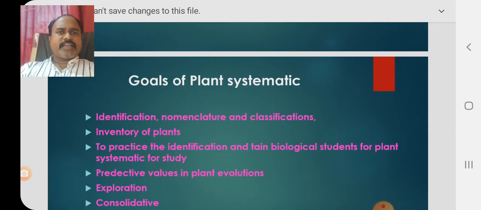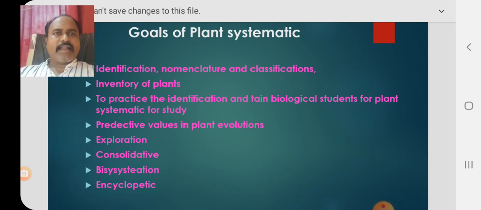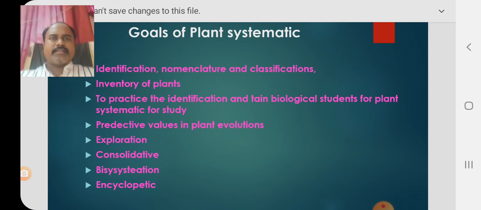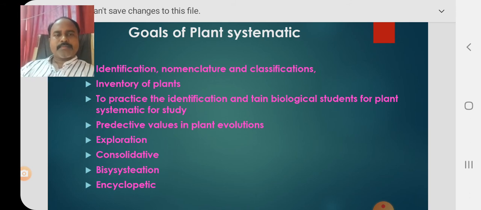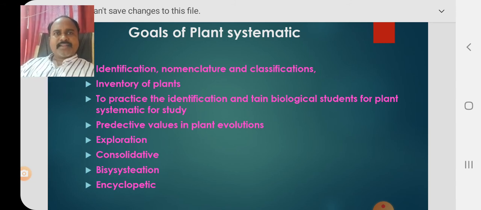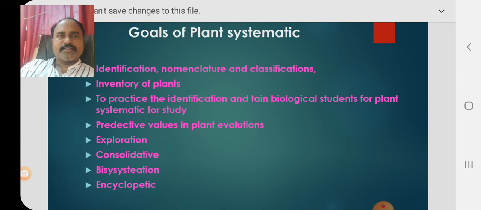The third objective is to practice identification. The practice of identification means, by using the different floras, different monographs, and different taxonomic literature, we have to train the students in the identification of collected plants. So this is again one of the important goals of our plant systematics.